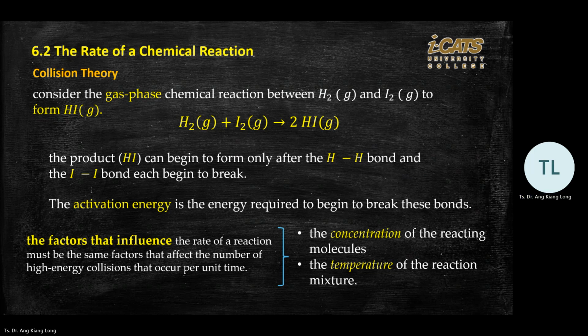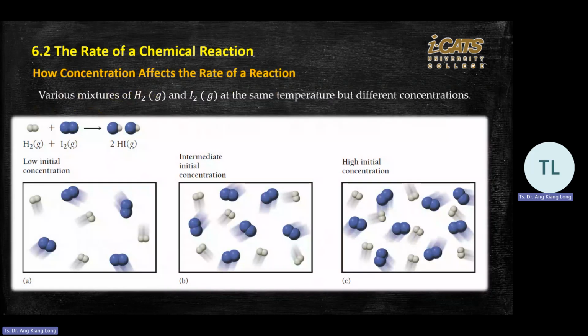Okay? So this again is repeating the same ideas. If you take H2 plus I2, you'll form 2HI. If you have a low concentration, it will be like this, like A. B has more concentration, meaning more molecules inside the container.